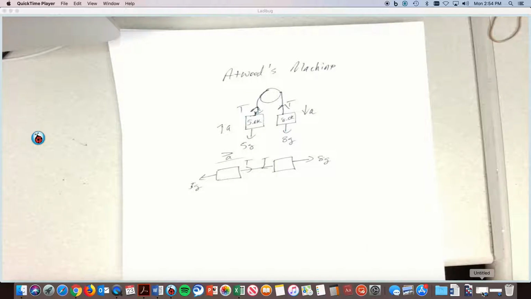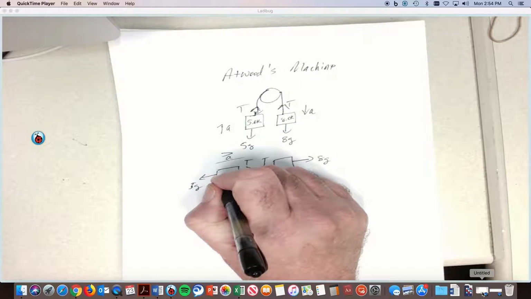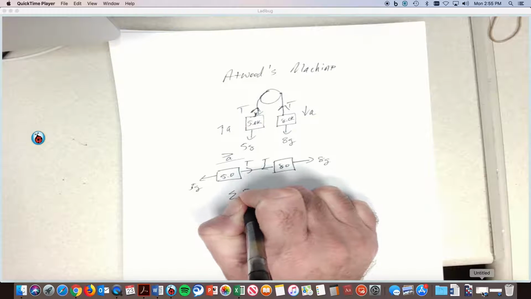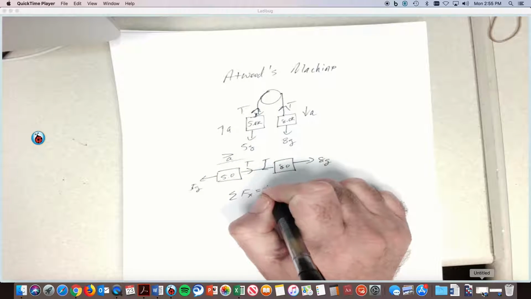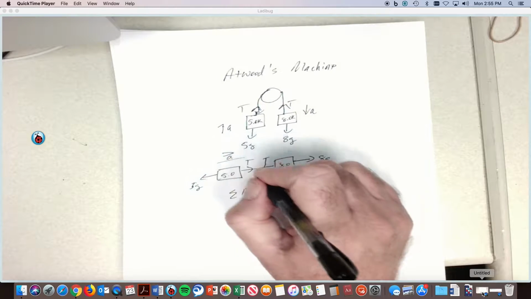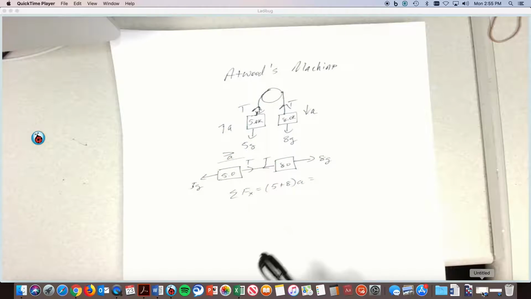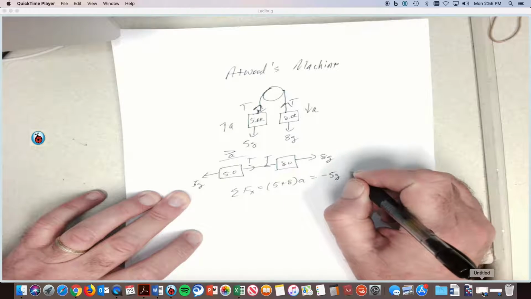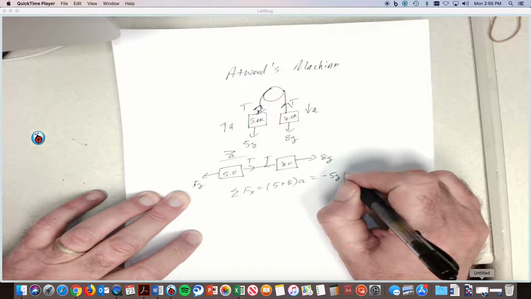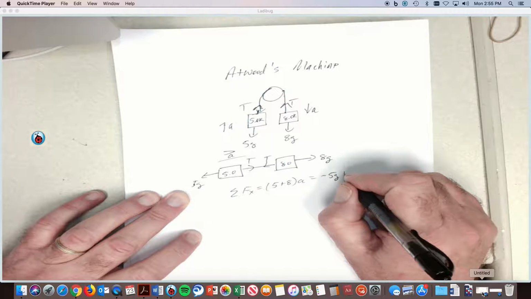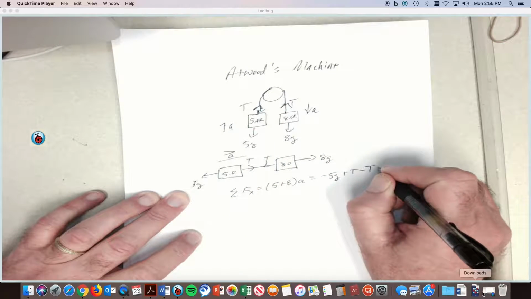So let's just take the sum of the forces in the x direction. I've got a 5 kilogram block, 8 kilogram block. The sum of the forces in the x direction is equal to 5 plus 8, that's the total mass, times its acceleration a. So we start off with m times a because we're looking at the whole system, and we've got minus 5g plus T minus T plus 8g.